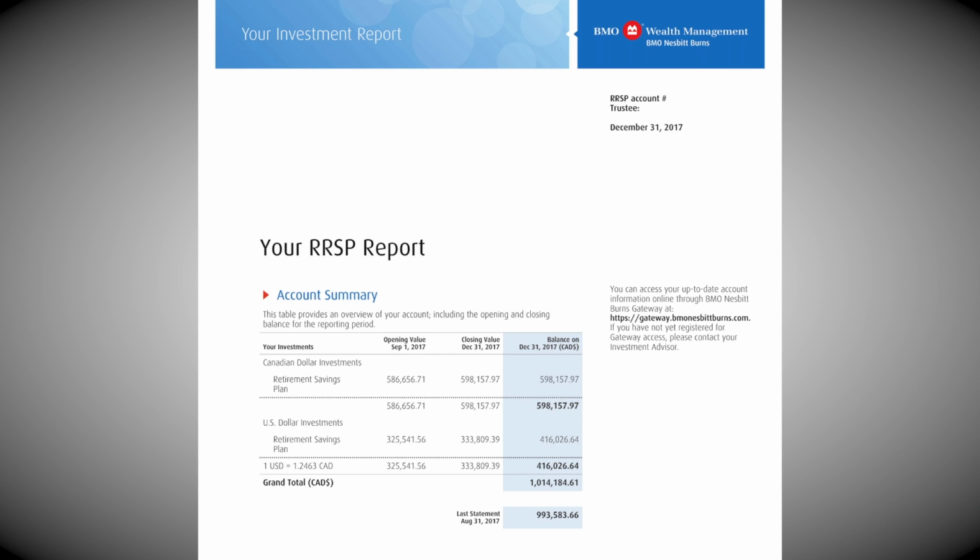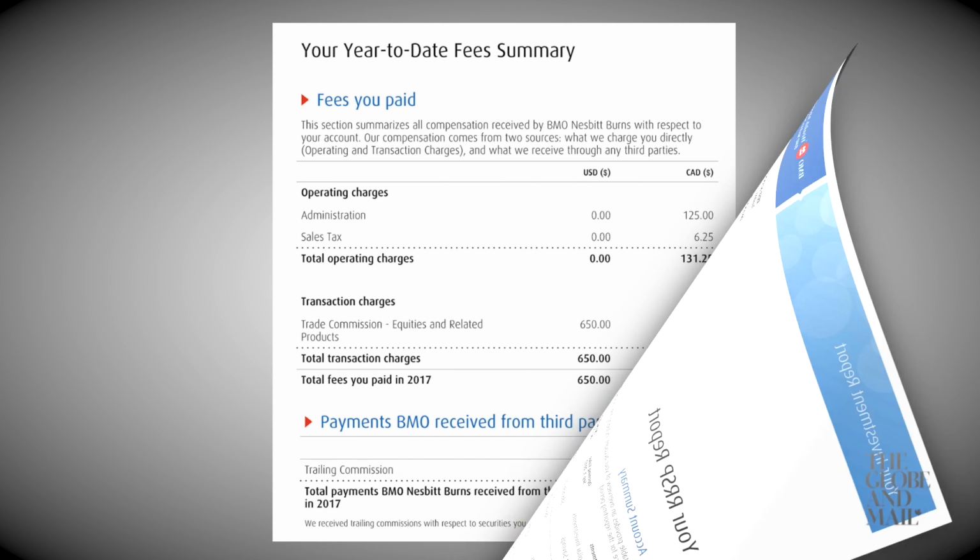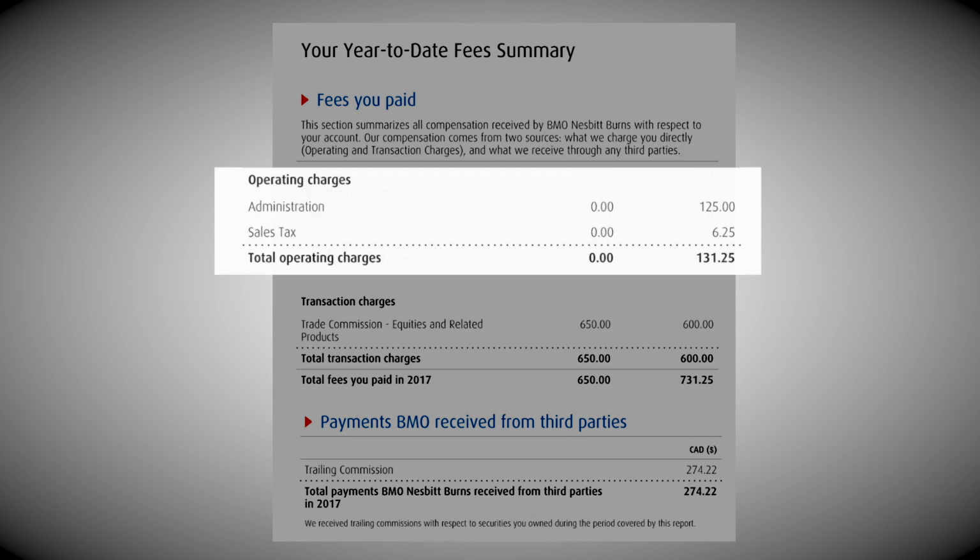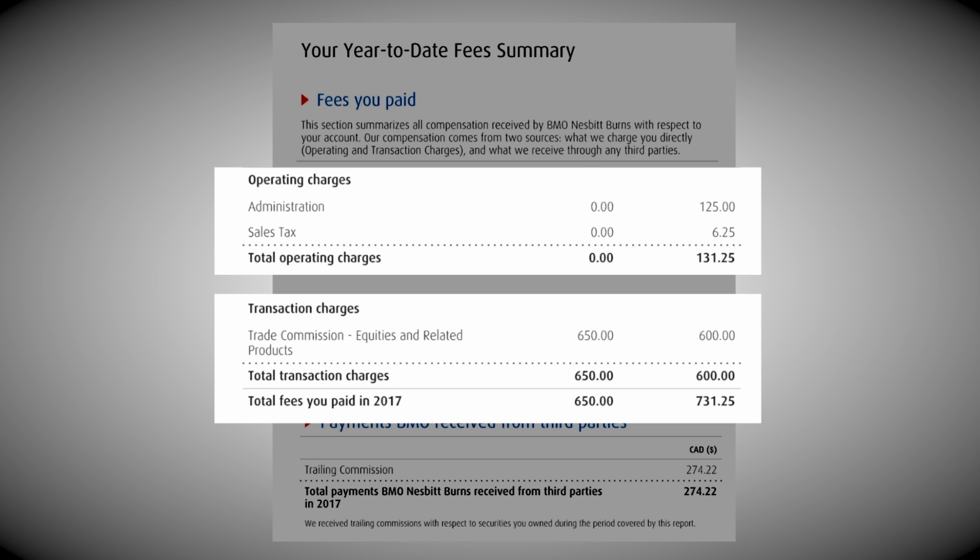Here's an example. For a transactional client, you will see how much you paid in account-related operating fees, like your fixed annual administration fee, separate from the total transaction-related fees you paid for trades. For a fee-based account, which typically is around 1% of the assets in your account, you will now see that amount in dollar terms.